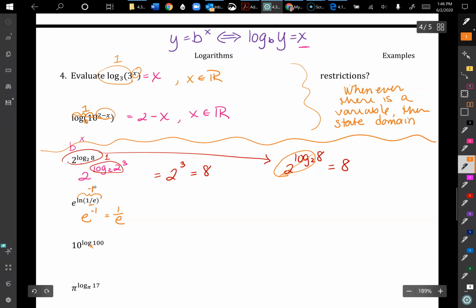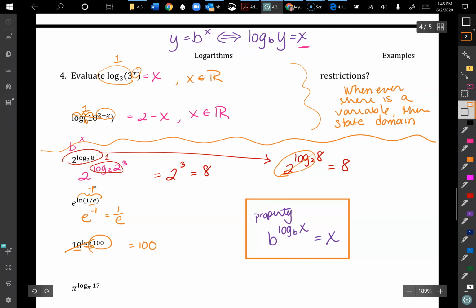Now again, this is like a 10. So what do you guess this one's going to be? We have a base raised to the log of that same base. So that's going to undo itself, right? So we'll be left with 100. So we have a pattern here that we could write as a property: b to the log base b of x will equal just x.